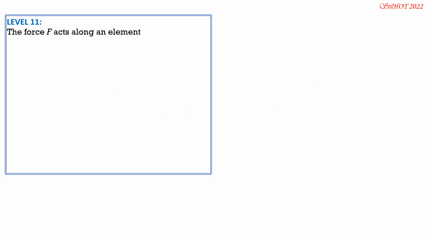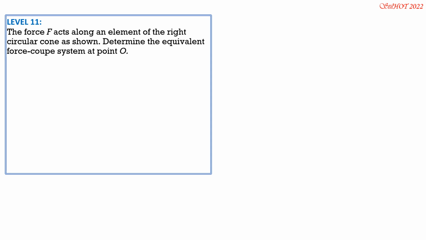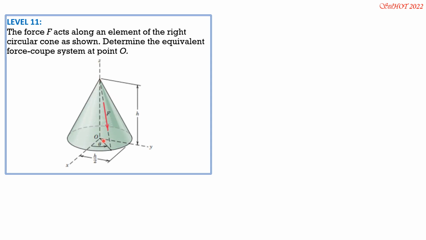The force F acts along an element of the right circular cone as shown. Determine the equivalent force couple system at point O. So that's the force. The force acts on the z-axis, so therefore it has no moment about the z-axis. The radius of the cone at the base is h over 2 as shown in the figure, and the altitude is h. This is a right triangle, and the hypotenuse is the line of action of F.